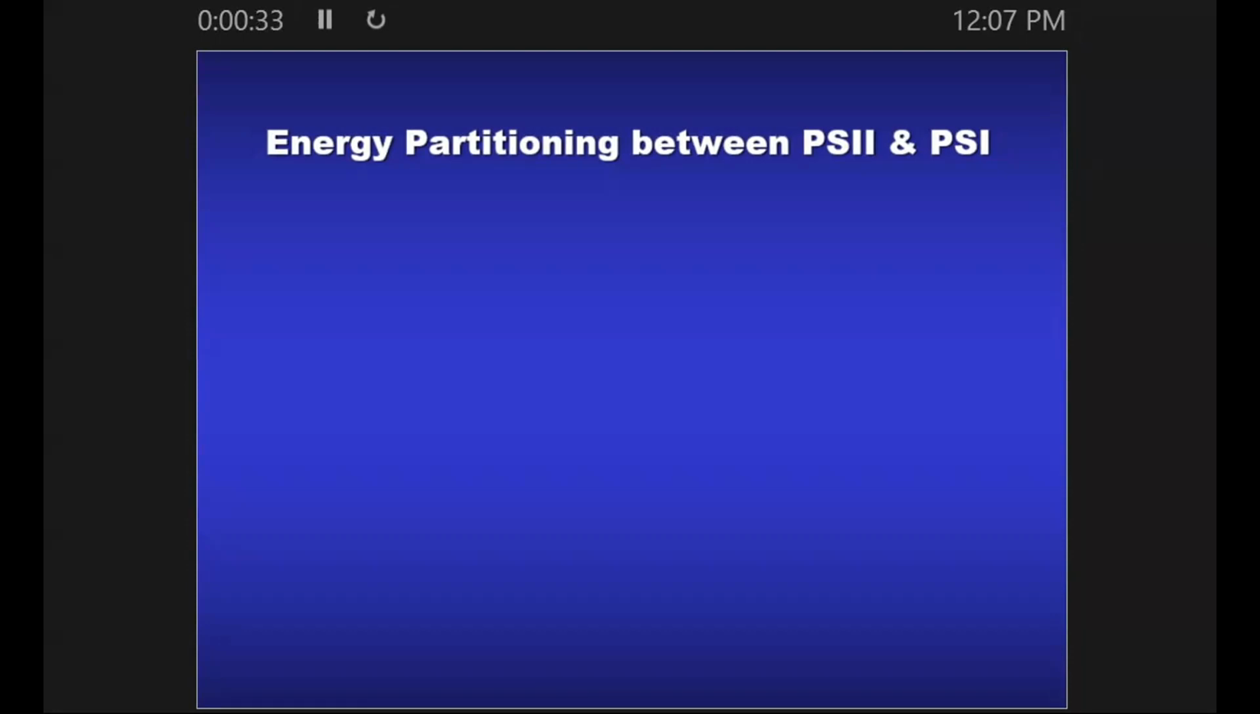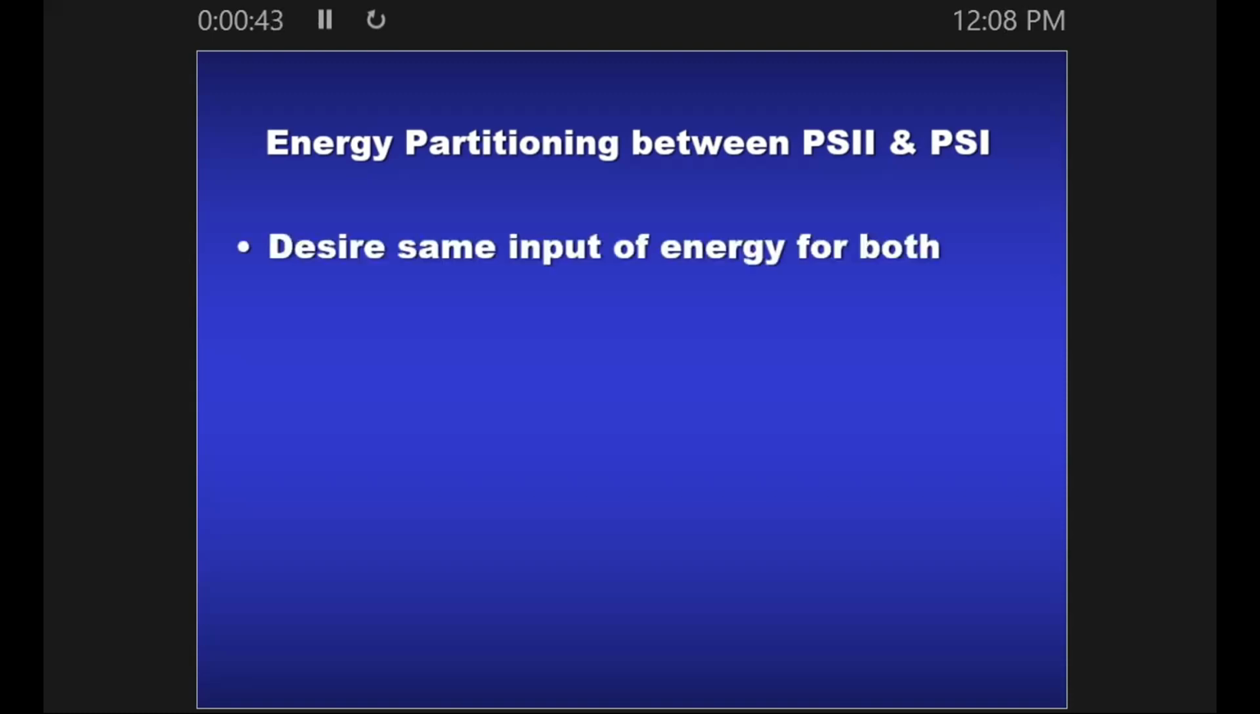So for things to go really well for the plant, that needs to be done in concert with each other, in the sense that you need to have the same level of energy coming into both photosystems so that you can have a consistent and efficient flow of electrons from ultimately water as the donor all the way through to NADP+.